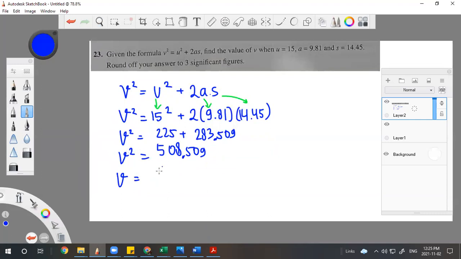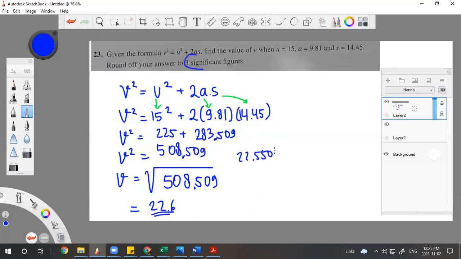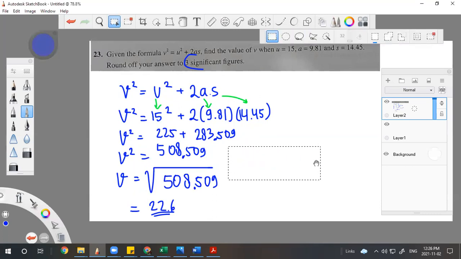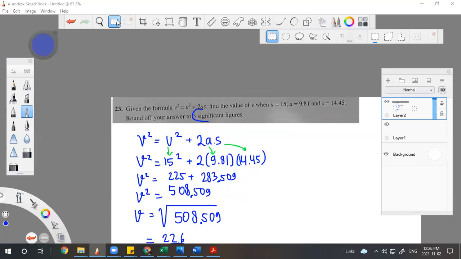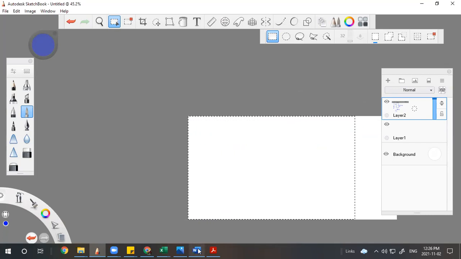Kalau dikasih v squared, cari v-nya ya ingat square root. Oke, square root. Because we are asked to find the number, not the square. Ini panjang jawabannya, jadi 22.6 aja. Soalnya dia minta 3 significant figures. Harusnya 22.550144112. 3 significant figures kan dia stop di sini. So 22.6, right? That is how you do number 23. Any question? No question? Okay. Continue.